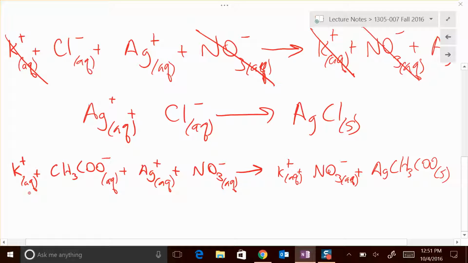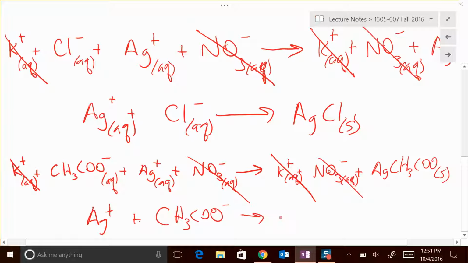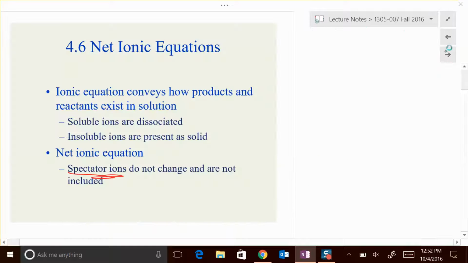Okay. What are the spectator ions? Potassium and nitrate. Those are my spectator ions. So the reaction is between silver plus acetate to form silver acetate. Solid. These are aqueous. Okay, that's my net ionic equation. Okay, and that's how I'm going to write those.